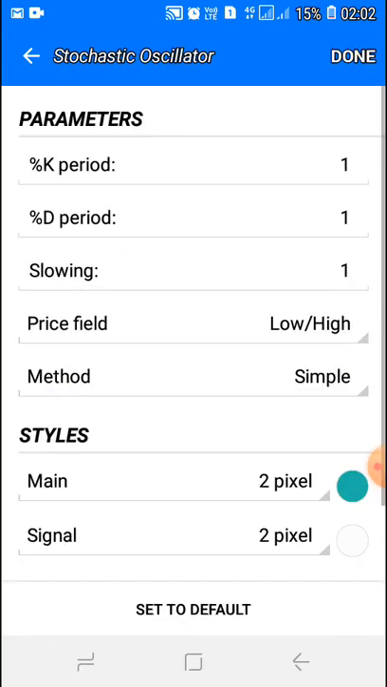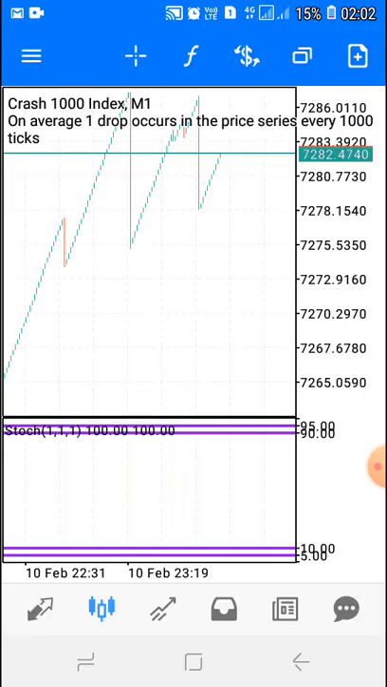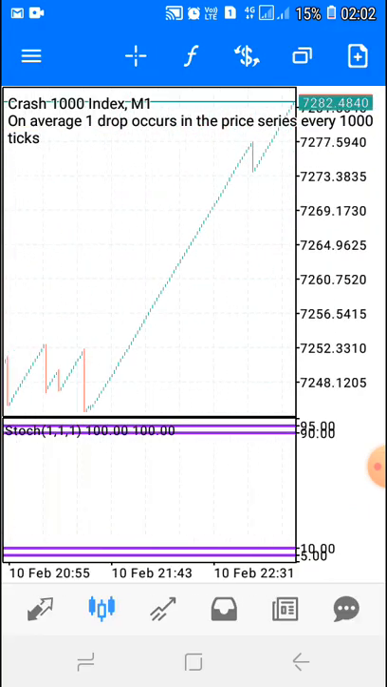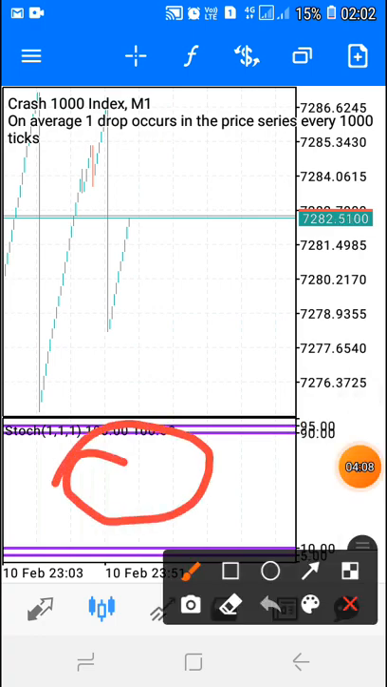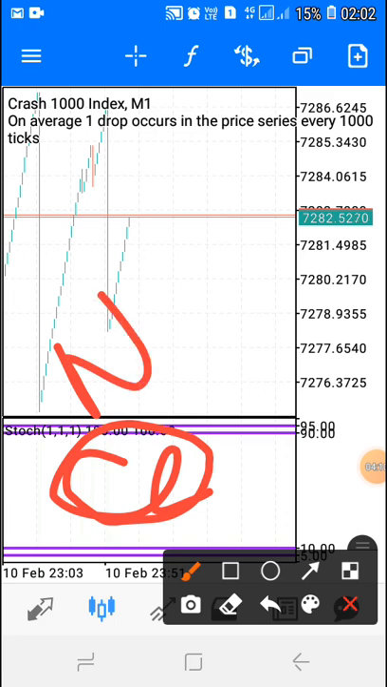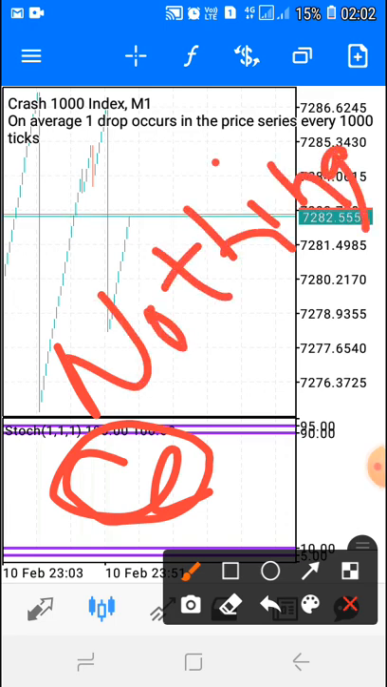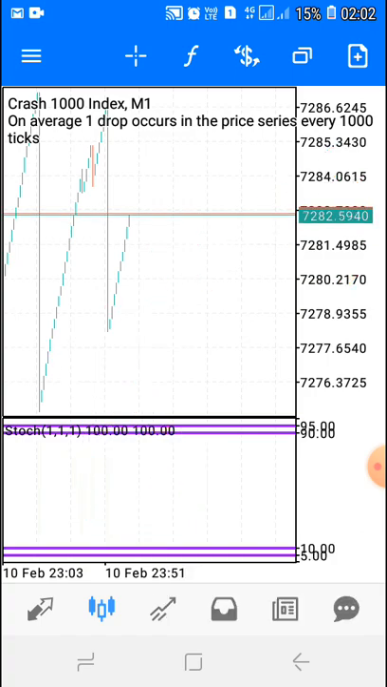Now make sure its parameters are like this. The K period should be 1, D period 1, slowing 1, price field low or high, method simple, styles main 2 pixel green, signal 2 pixel white. So this is how it's going to look. You won't have anything inside of your stochastic, guys.